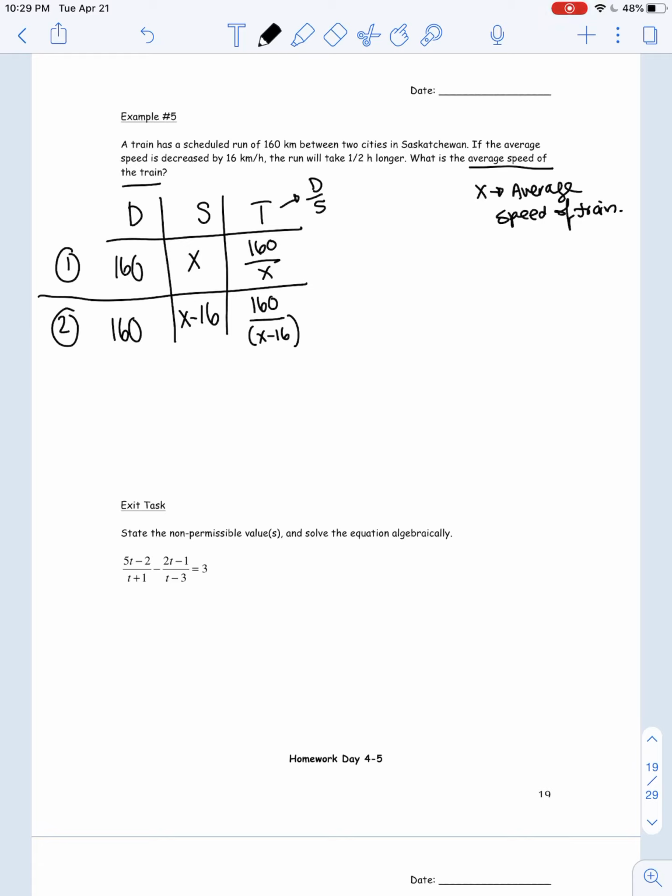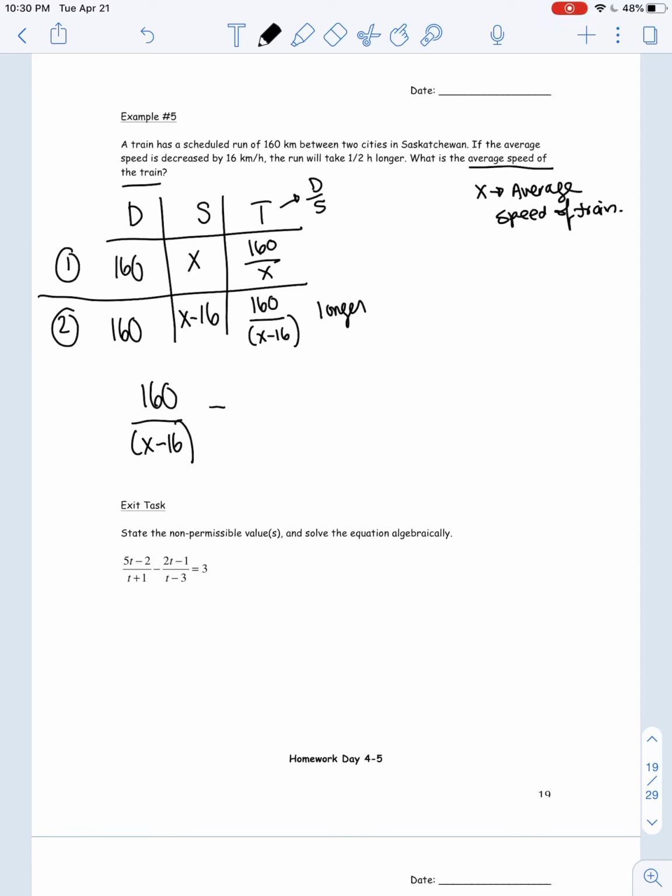Now, it says the run, where you decrease your speed, will take half an hour longer. So this one's going to be longer, so that should be first. The one that is longer or going to take more time should always come first. So we're going to have x over x minus 16 first.